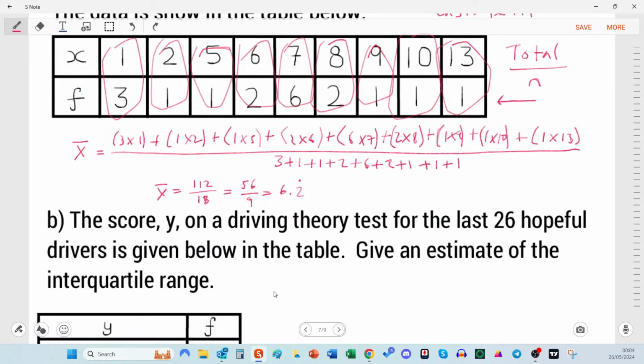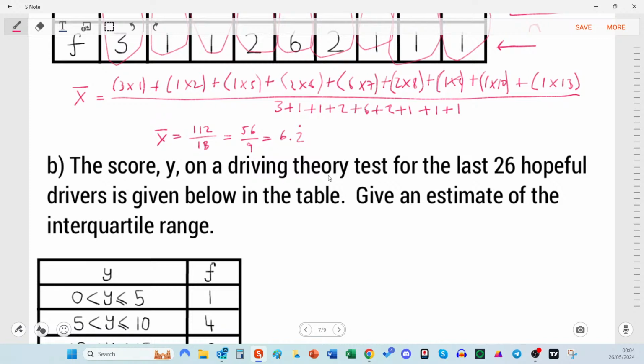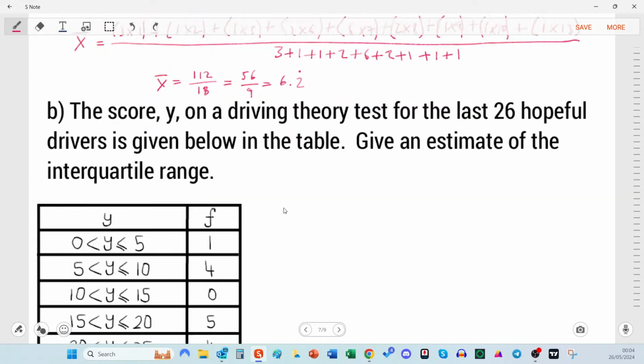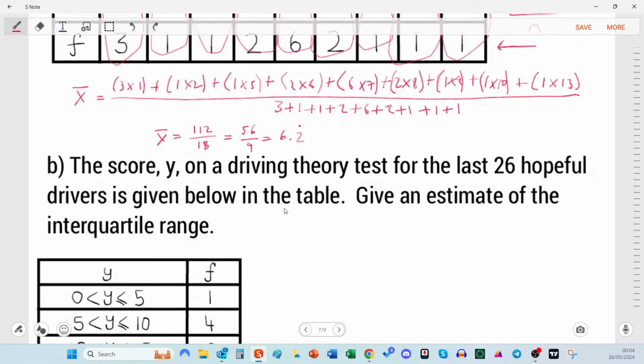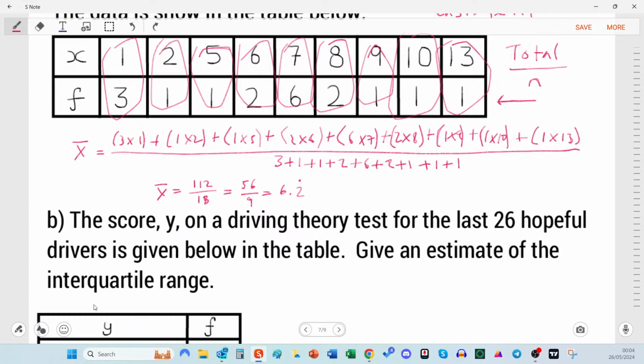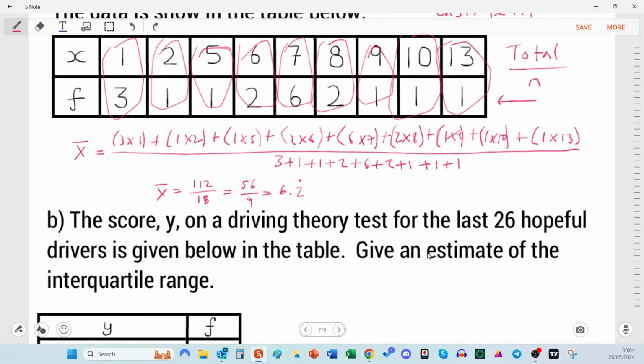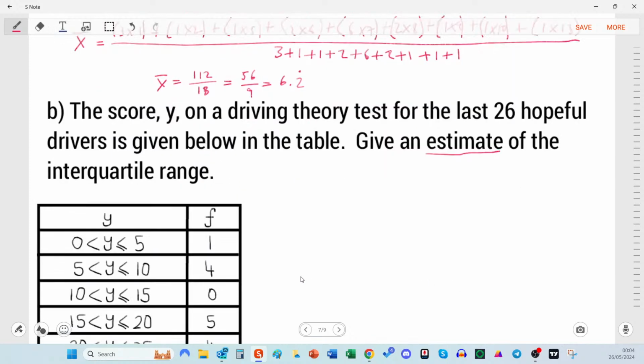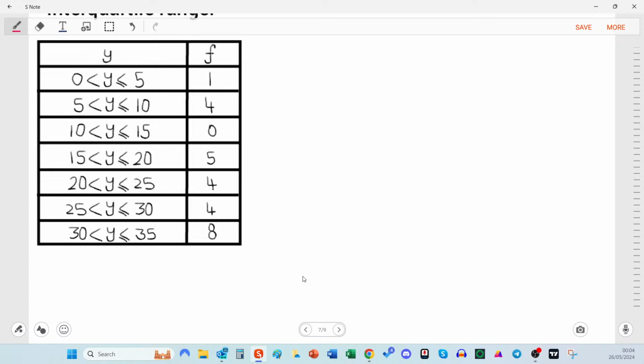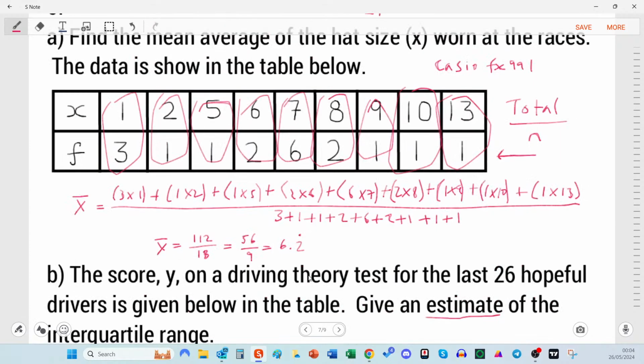Okay, let's keep going. The score on a driving theory test for the last 26 hopeful drivers is given below in the table. Give an estimate of the interquartile range. Well, to find an interquartile range, we need the quartiles, right? We can do this. But look, it says, this is the key point, estimate. So what we're going to be doing is estimating stuff. This is cool though. I like this. We can do this.